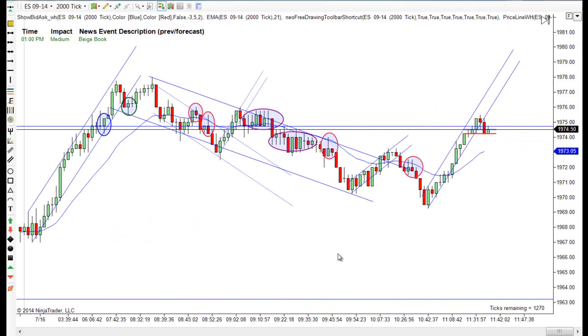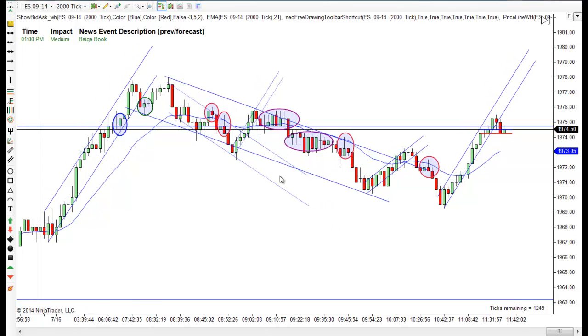So good trading day. Like I said, I was done early. I got a little concerned right here that we were going to have a real slow day, but it all worked out in the end, and we got some good movement.